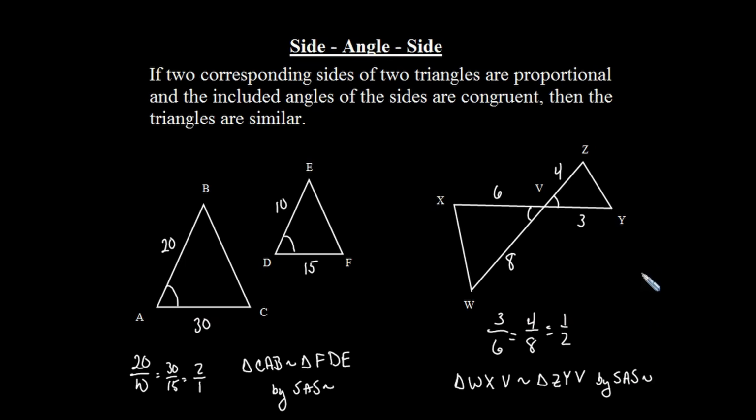All right, so those are our two theorems and a postulate. The angle-angle similarity is a postulate. The other two are theorems. And so let's take a look at just a few quick examples. No formal proofs, but just a few examples here.